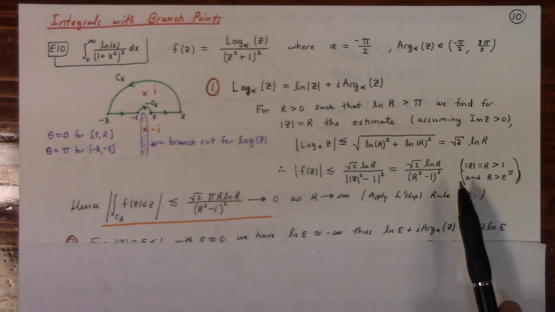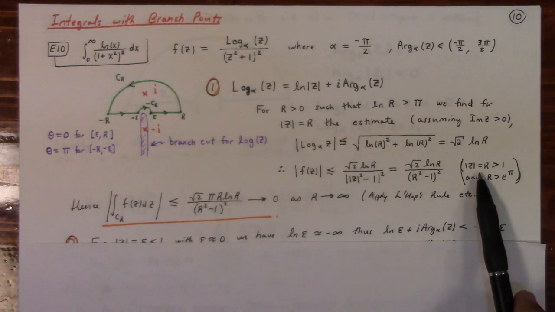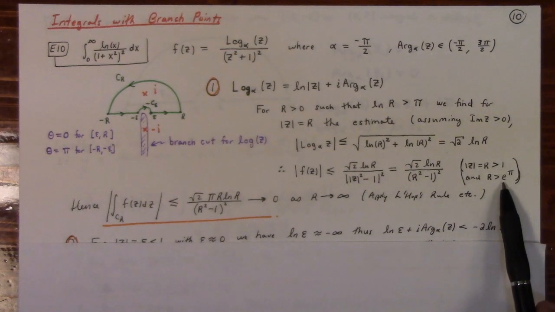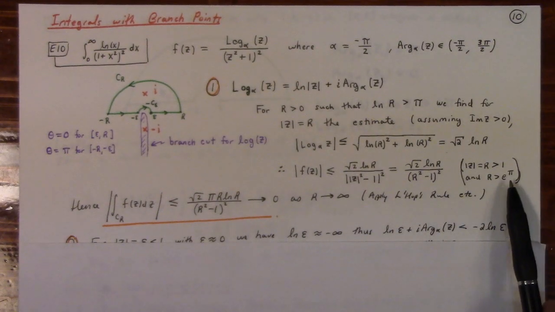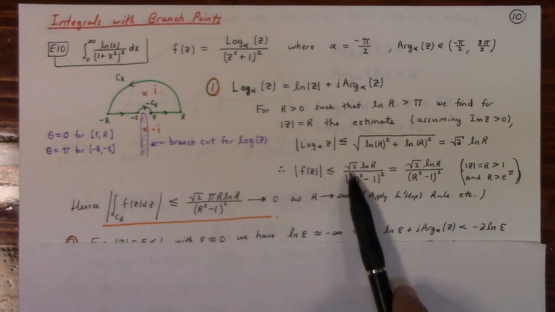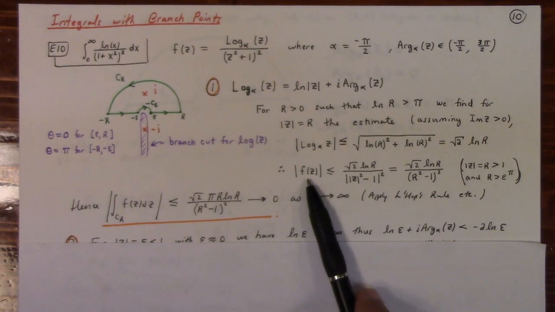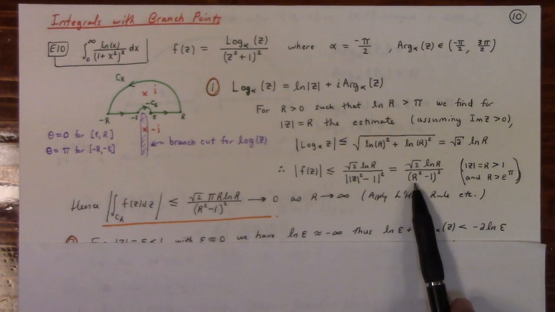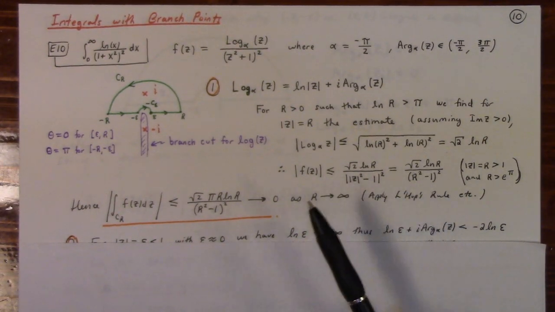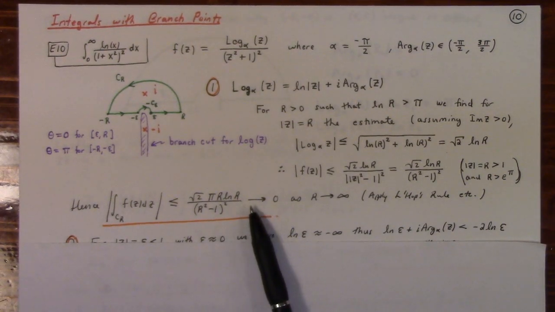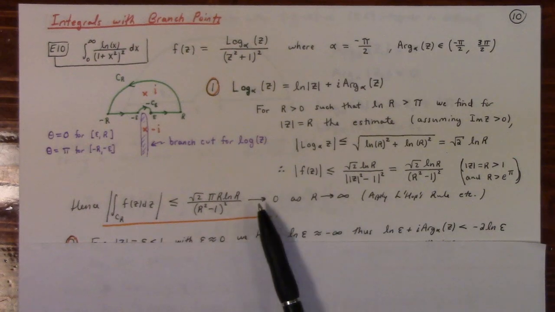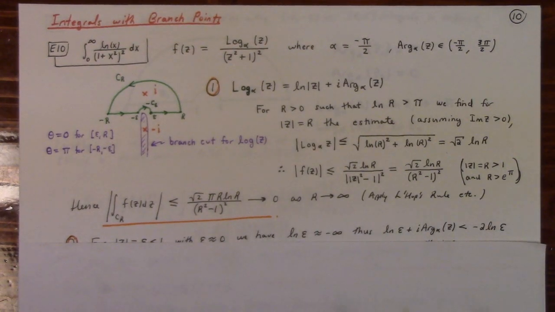So under that assumption, and the assumption that the modulus of z is larger than 1, which of course it will be if it's larger than e to the pi, which is like 9 or something. Wait a minute, no. 30? I don't know. Anyway, so we get this bound on the function: root 2 log r over r squared minus 1 squared. So by the ML theorem we get this, which then goes to 0 as r goes to infinity. Maybe you need to apply L'Hopital's rule, whatever, but it's clear that this goes to 0 by usual calculus 2 stuff.